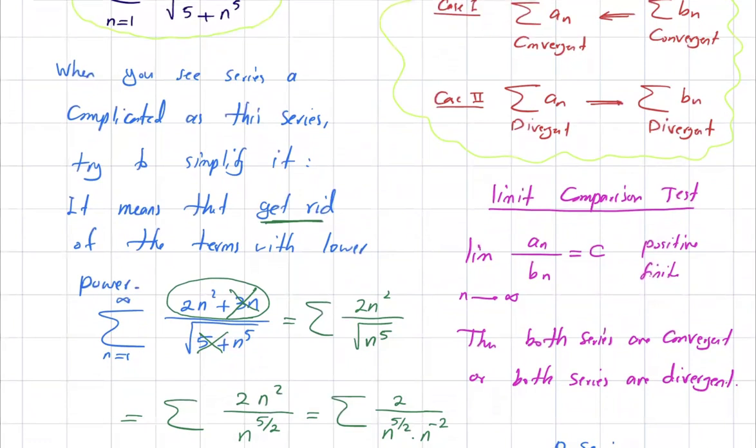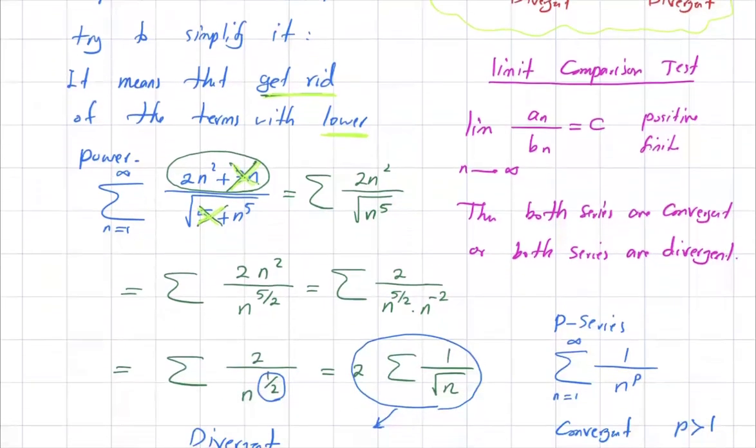When you try to remember that series, and when you have a complicated series like this, try to get rid of all lower power. What do I mean by that? On the numerator, you have 2n squared plus 3n. So you can cancel out 3n. 3n has lower power compared to 2n squared. The same on the denominator. Comparing 5 and n to the 5th, and 5 is just a constant. So n to the 5th is of higher power. You can get rid of this. You can simplify this to 2n squared divided by the square root of n to the 5th.